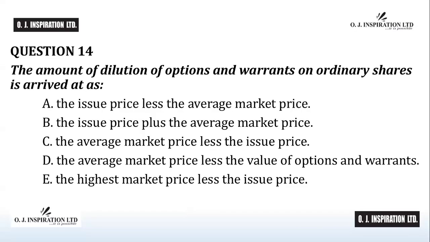Question number 14. The amount of dilution of options and warrants on ordinary shares is arrived at as A. The issue price less the average market price. B. The issue price plus the average market price. C. The average market price less the issue price. D. The average market price less the value of options and warrants. E. The highest market price less the issue price.